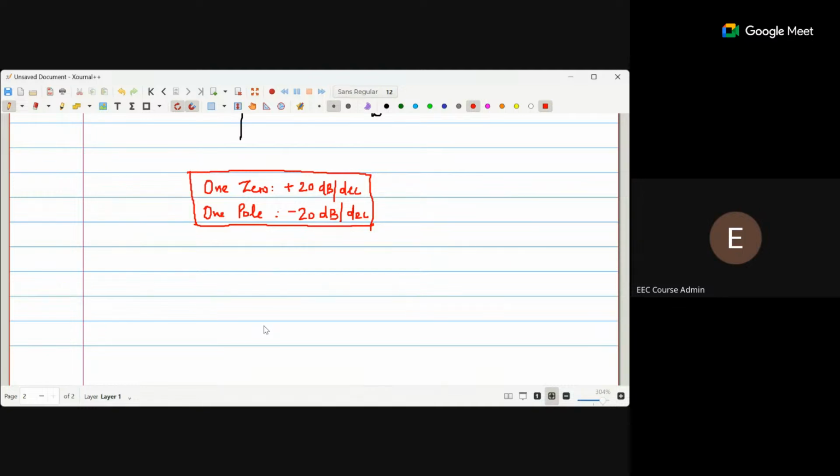Yeah, this particular example. Could you please once again explain in the case of pole how the minus 20 dB per decade is coming, ma'am?